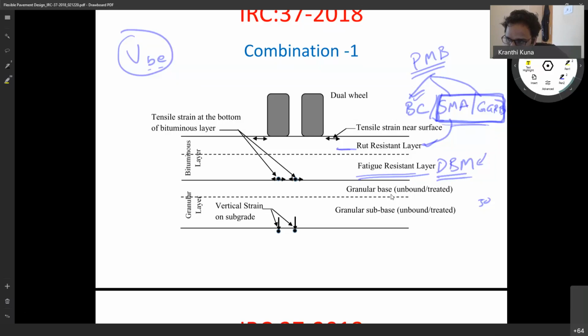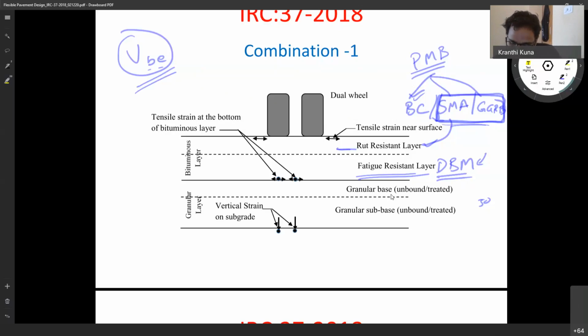For example, you are using aggregate with 1% water absorption, which is allowed as per IRC 37 and other IRC or MoRTH guidelines. So it has the potential to absorb up to 0.5% of bitumen. Whatever bitumen remains, in terms of volume, we call the effective bitumen volume. The bitumen that is not absorbed by the aggregate is the effective bitumen volume.